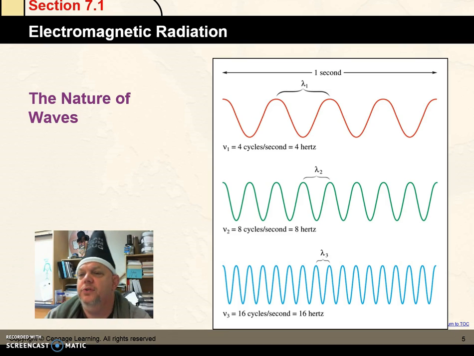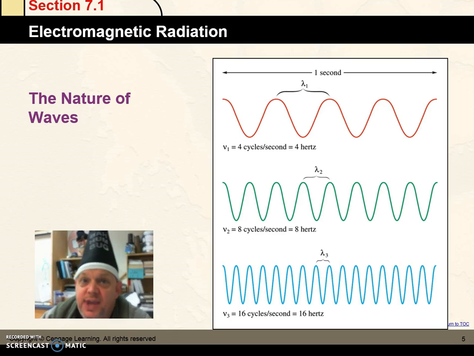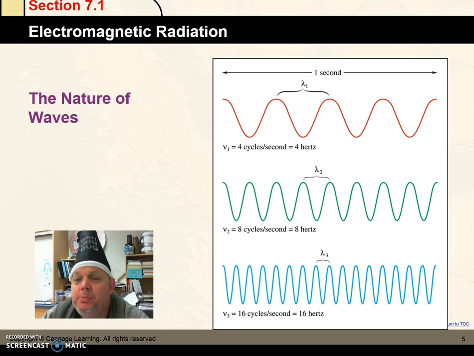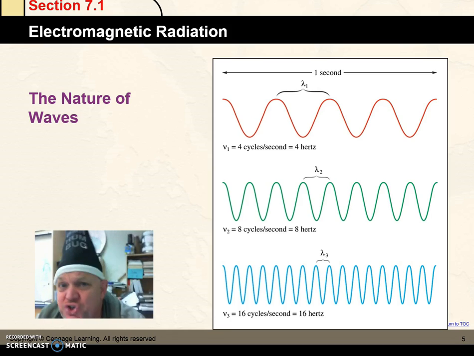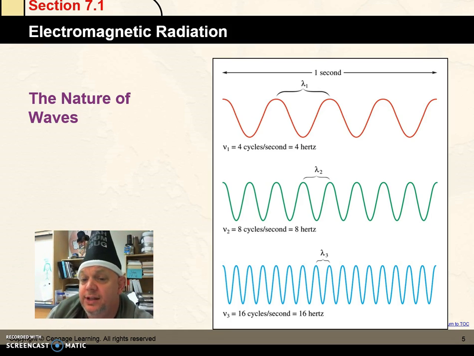So here we have 3 different waves. We've got red, green, and blue. For the frequency, the red one, V1, is 4 cycles per second, which is 4 hertz. For the green, it's 8 cycles per second. So now the green is going twice as fast as the red. So I would say it's reasonable to say that the green probably packs more of a punch in terms of energy that's going through. Now, look at the blue.